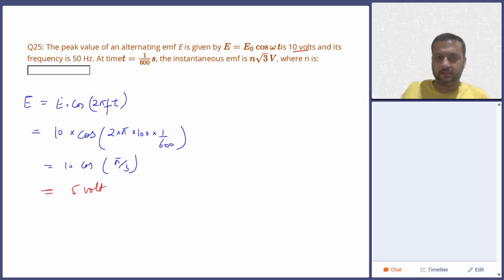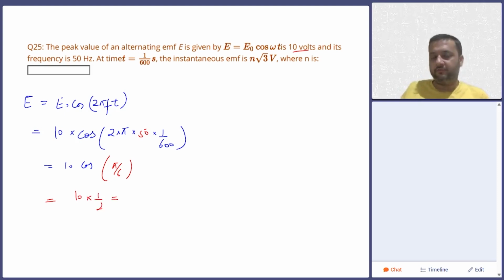Okay, sorry, my bad, because this will be 50, not 100. So that means f is 50 here. So we can say that this value will be pi by 6, not pi by 3. That means this will become 10 into, not half, sorry, root 3 by 2. 10 into root 3 by 2, and this becomes 5 root 3. Okay, 5 root 3 volts.